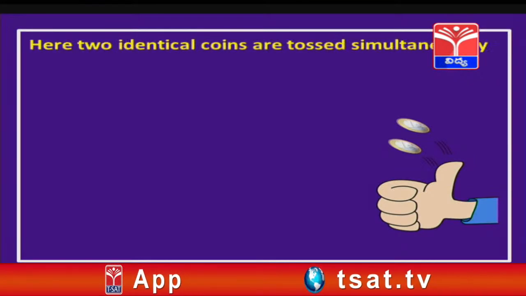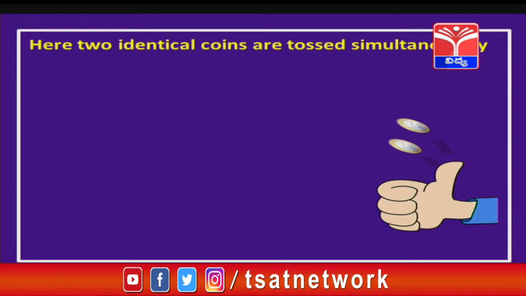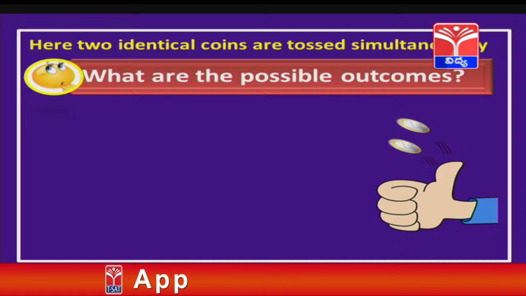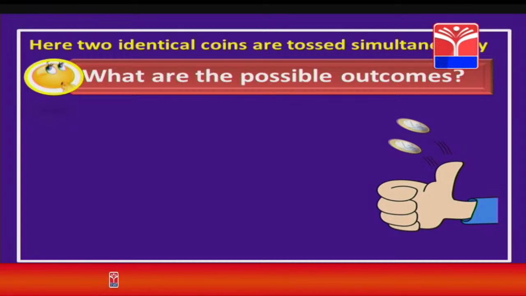So, children, now let us look at the image shown on your screen. So, what actually is shown here? We are going to toss 2 identical coins at a time. Now, in such case, what are the total number of outcomes, children, or what are the possible outcomes you are going to get? We have already seen when one coin is tossed, we get only two outcomes, that is head or a tail. But when you toss two at a time, how many possible outcomes will be there?